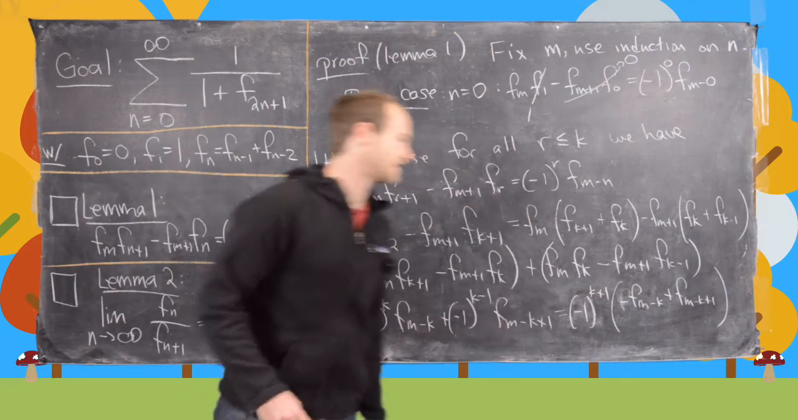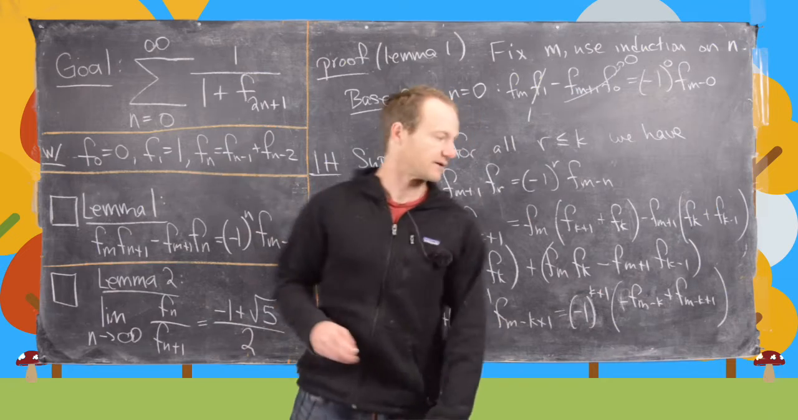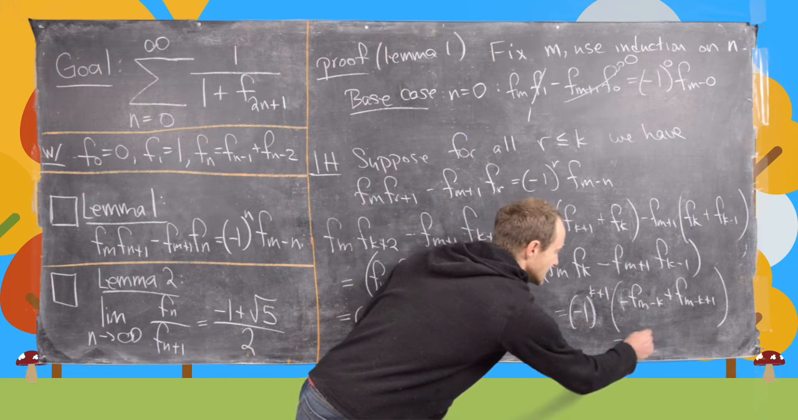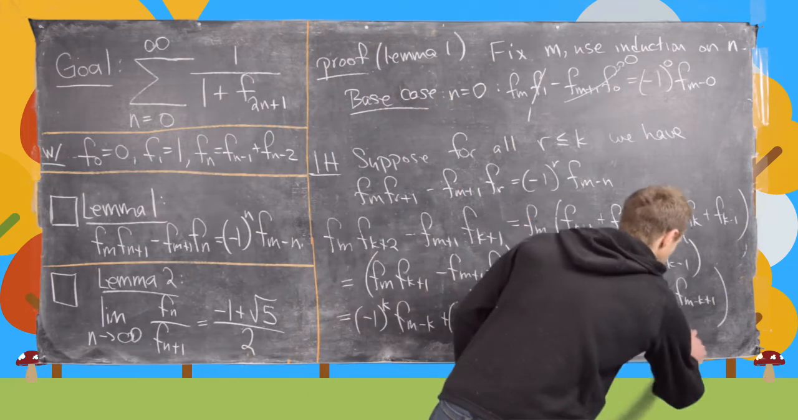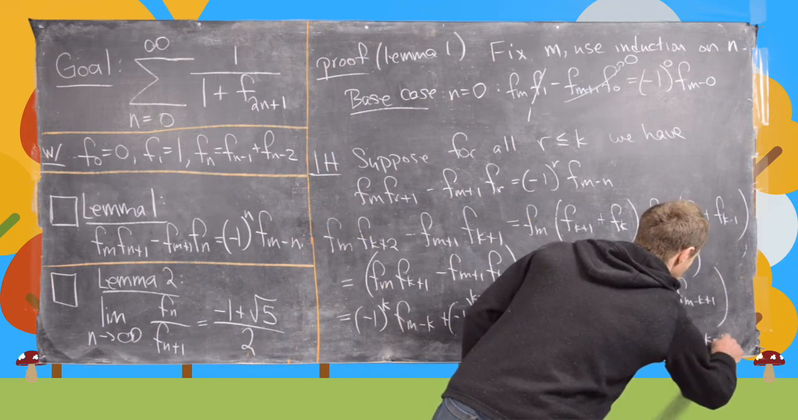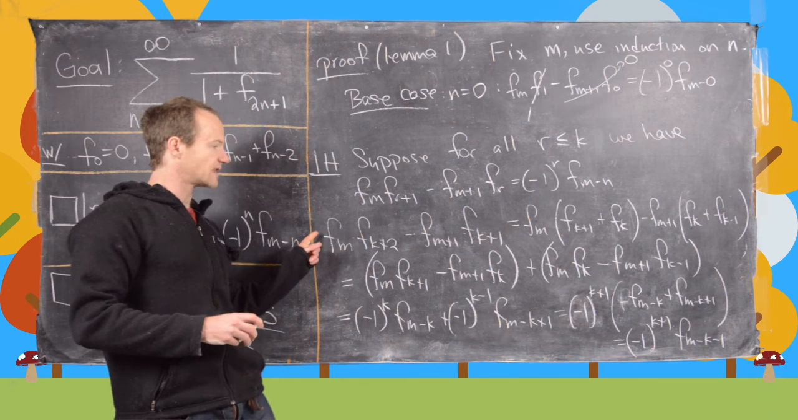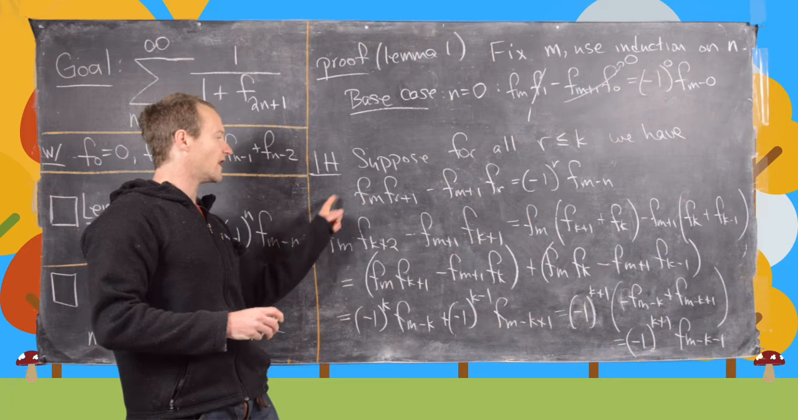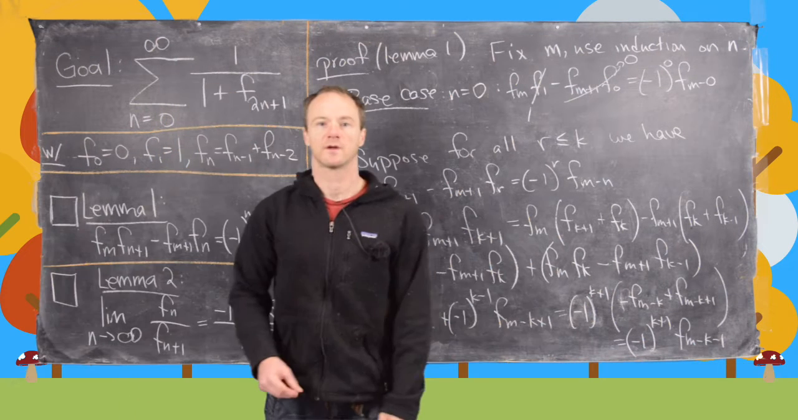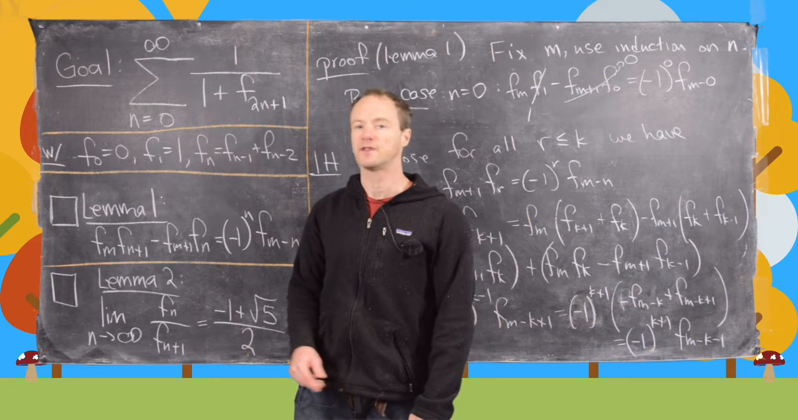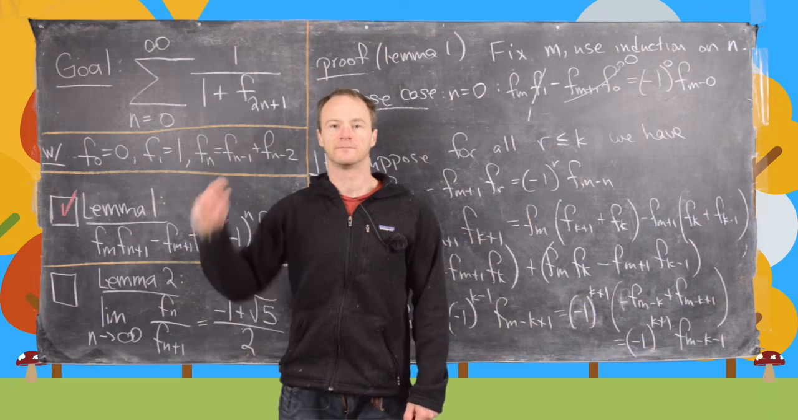But now notice by our defining relation on the Fibonacci recursion, just this thing rewritten a little bit, that's going to be exactly (-1)^{K+1} times F_{m-K-1}. Which is exactly what we want it to be, because that looks like what we should have for the K+1 version of this equation, which finishes the proof. Okay, so that means we are done with the proof of lemma 1. So I'll clean up the board and then we'll move on to the proof of lemma 2.